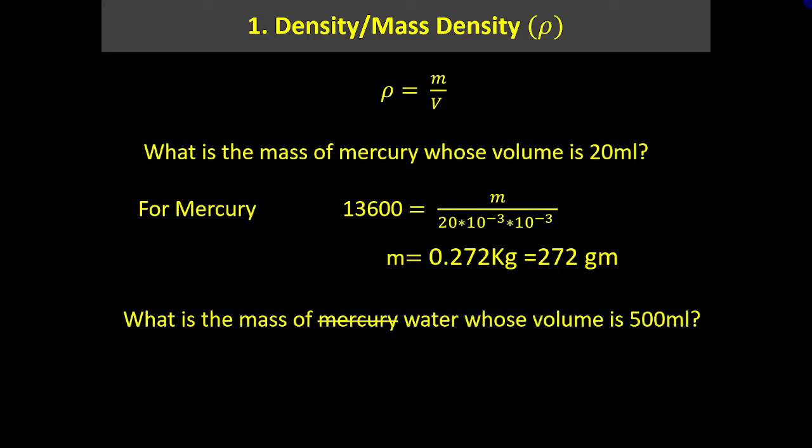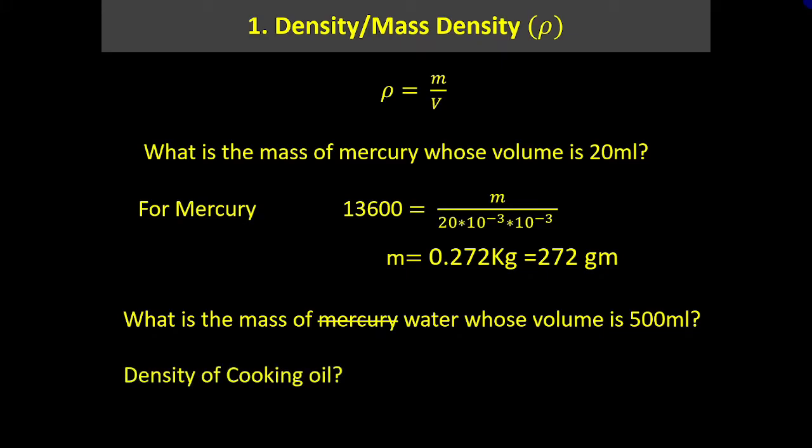Now what is the mass of water whose volume is 500 ml? Pause this video and try to find out the mass of water whose volume is 500 ml. I hope you have done this task. The mass of water whose volume is 500 ml is 500 grams.